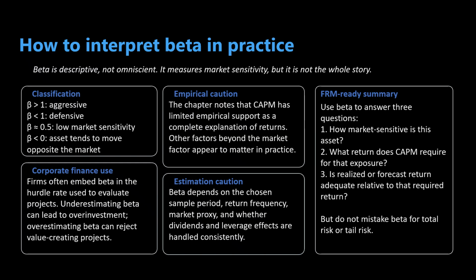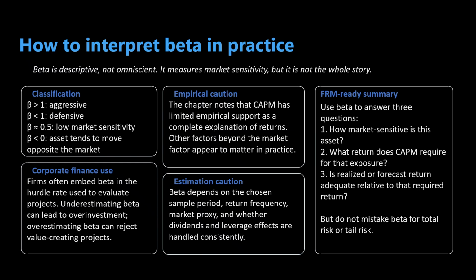Second, estimation caution. The beta you calculate depends heavily on methodological choices: the sample period, return frequency such as daily, monthly, or annual, the market proxy, and dividend treatment. Two analysts can estimate meaningfully different betas for the same stock by making different choices. Awareness of this sensitivity is itself an FRM testable point.